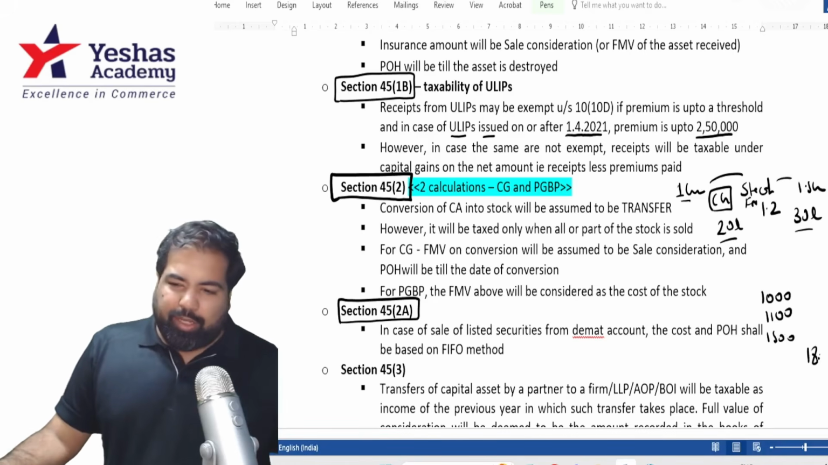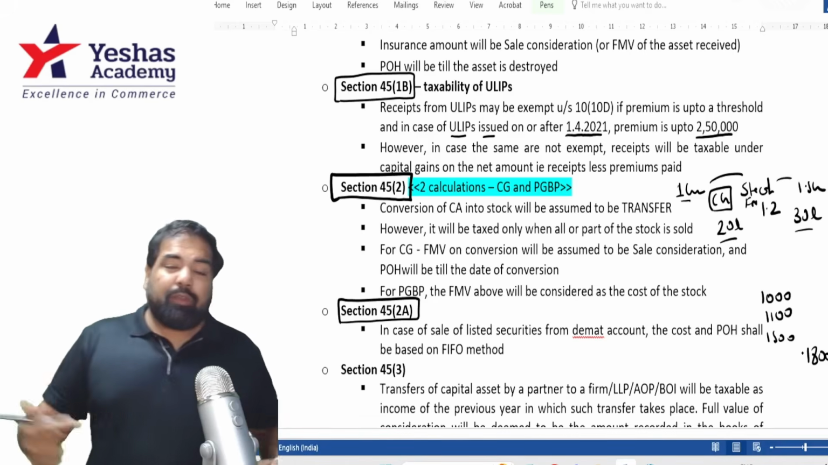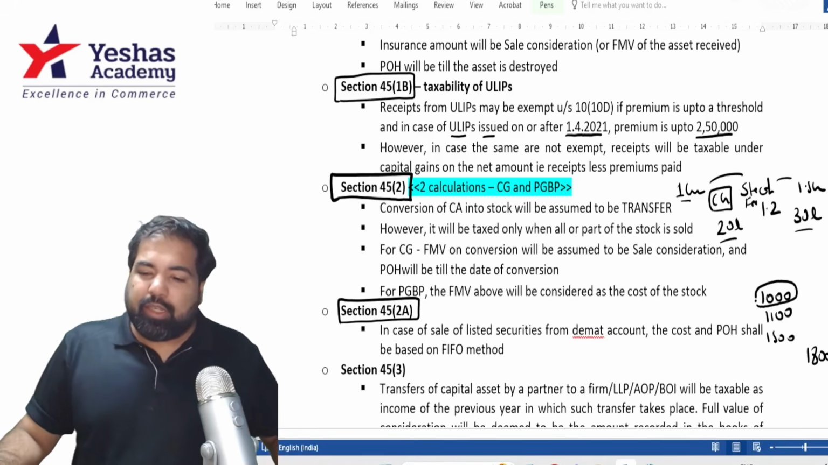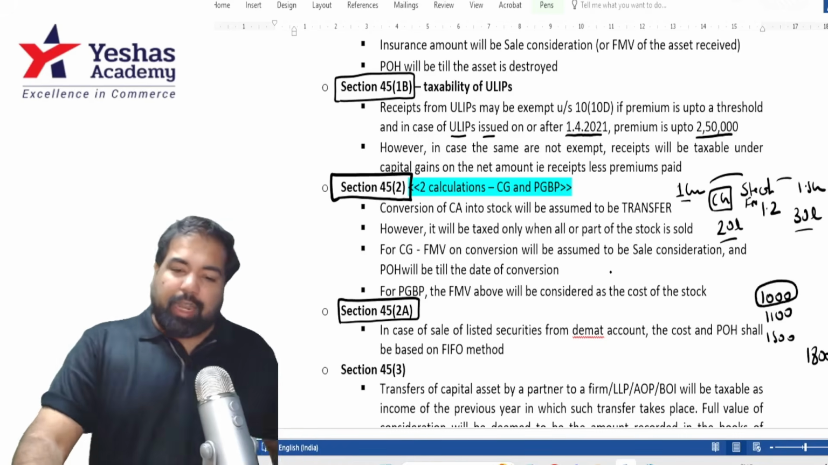And now I'm selling it for 1,800 rupees, only one share. Then which one will go? They say it's the FIFO method, so it will be assumed that the first in has been sold. So you will have to calculate on that basis.